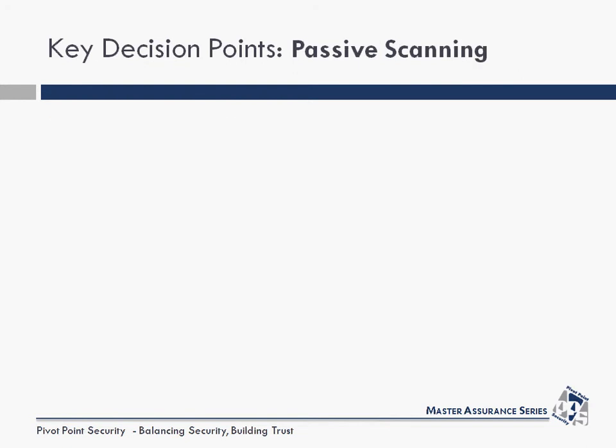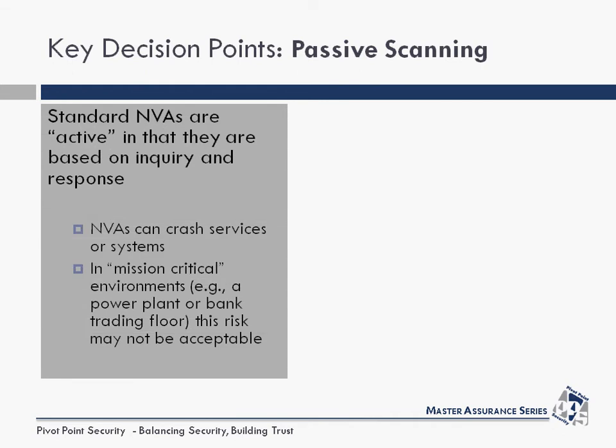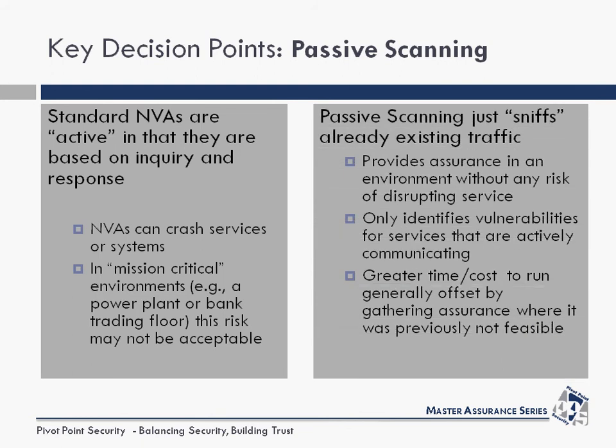Lastly, and the newest of the capabilities, is the concept of passive scanning. As you may recall, we talked about that standard NVAs are active and that they're based on inquiry and response. The scanner asks a lot of questions and gets a lot of answers. In the process of asking those questions, on occasion it can actually knock down a service or even a system. This is acceptable in most environments, but if you're running a power plant or a bank trading floor, you might not run NVAs for this reason. We can now run NVAs in those types of environments without any additional risk of disrupting service.